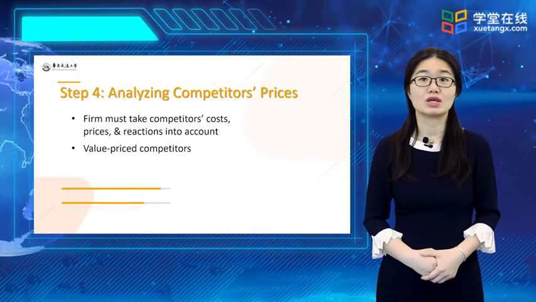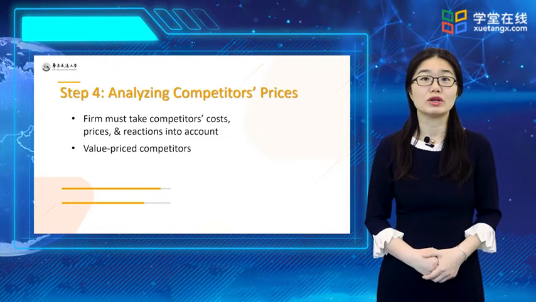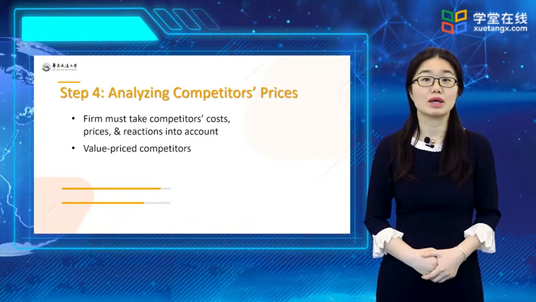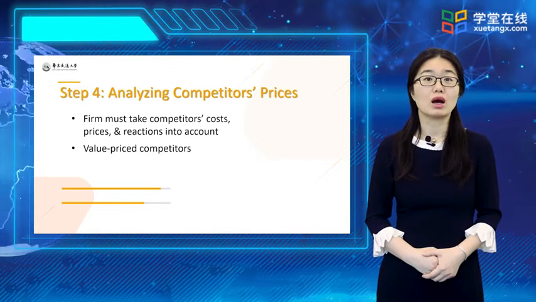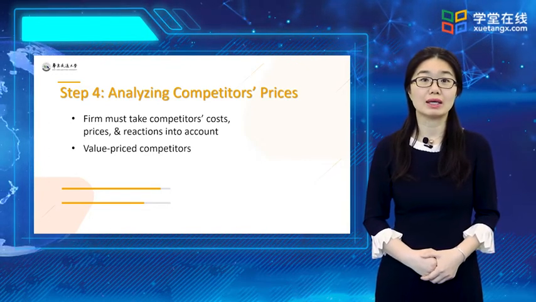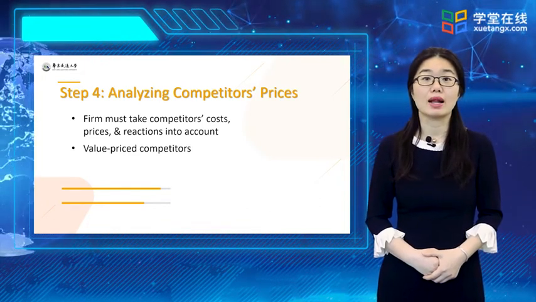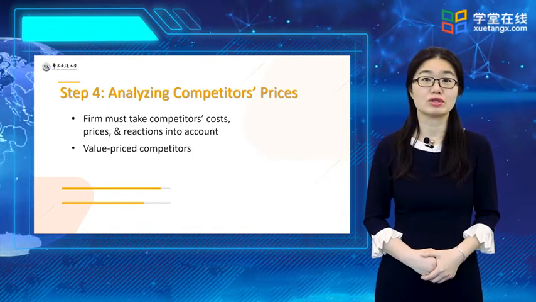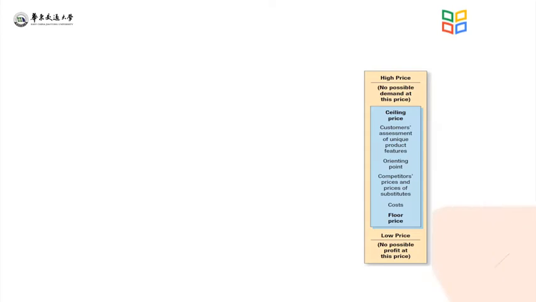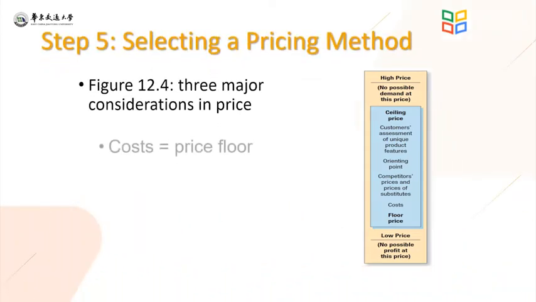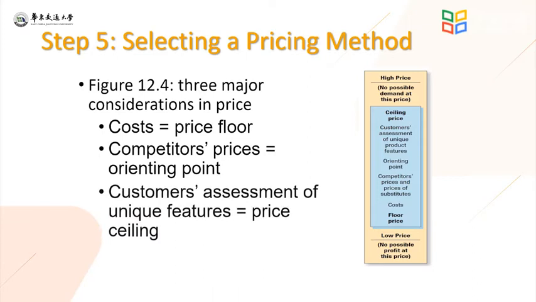Value players such as Audi, E-Trade Financial, JetBlue Airways, Southwest Airlines, Target, and Walmart are transforming the way consumers of nearly every age and income level purchase groceries, apparel, airline tickets, financial services, and other goods and services. Given the consumer's demand schedule, the cost function, and the competitors' prices, the company is now ready to select a price. Companies select a pricing method that includes one or more of those three considerations.